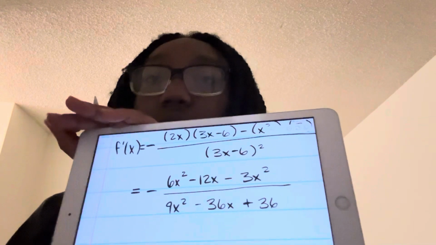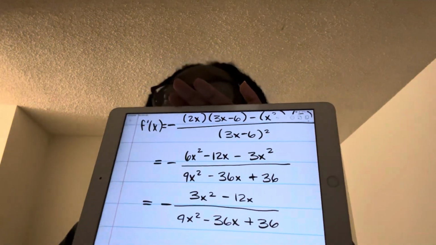Okay, so this is what we have now. I'm going to do 6x squared minus 3x squared and simplify that further. So now we'll have negative 3x squared minus 12x over the same denominator, 9x squared minus 36x plus 36. Okay, so now I'm going to factor so that we can cancel things out. I'm going to factor from the numerator 3x. So 3x times x minus 4 in the numerator.